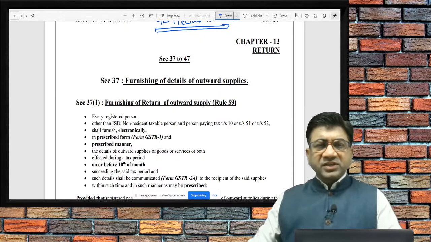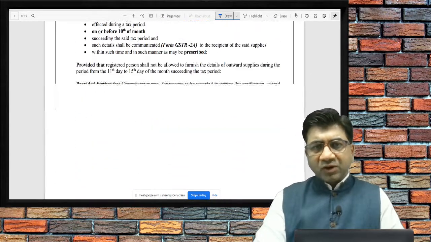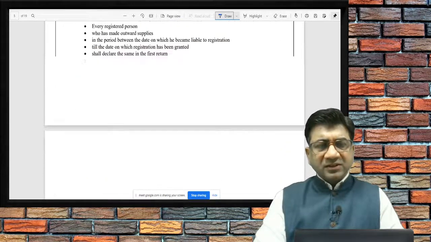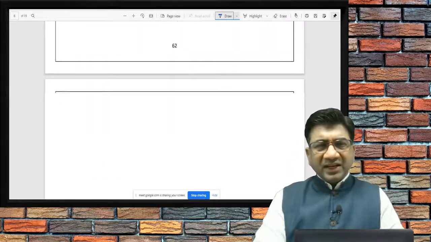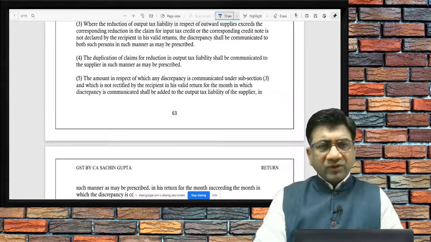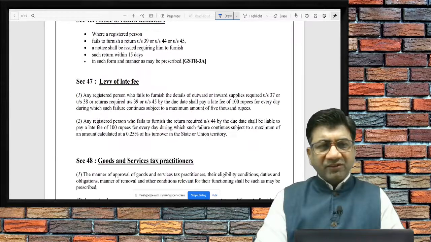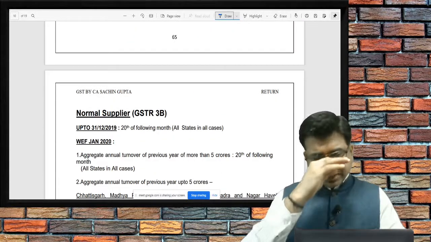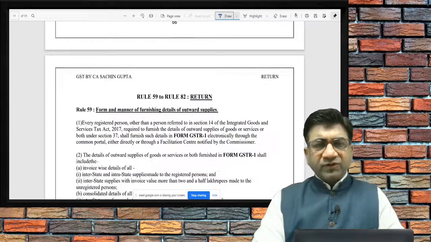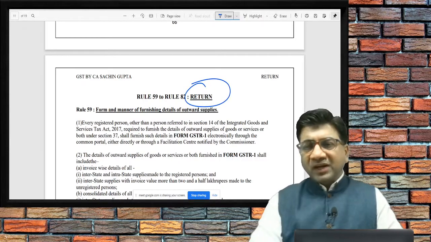So returns is from section 37 to section 47. And along with the sections, you need to study the rules for filing the returns. I'll not go overly in depth, but we should know what kind of returns and which form numbers are there, what is annual return, final return, and everything. This is the practical position which I'll also teach you. Rule 59 to rule 82 are the returns.